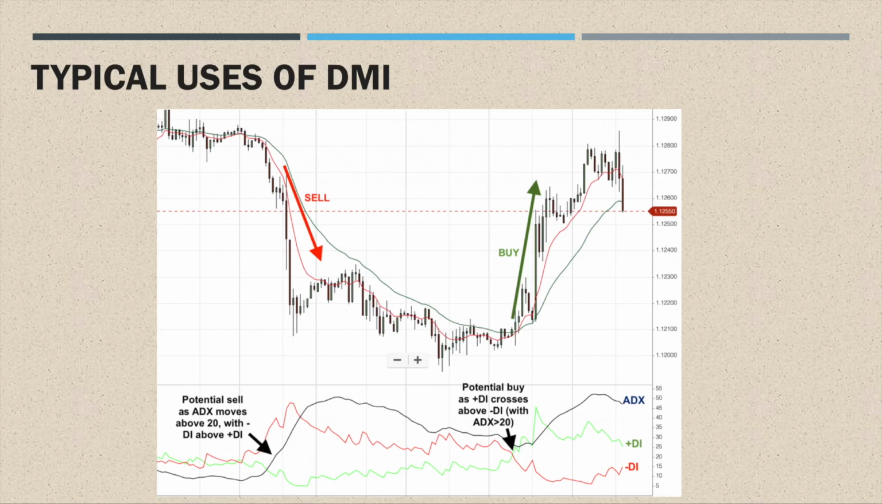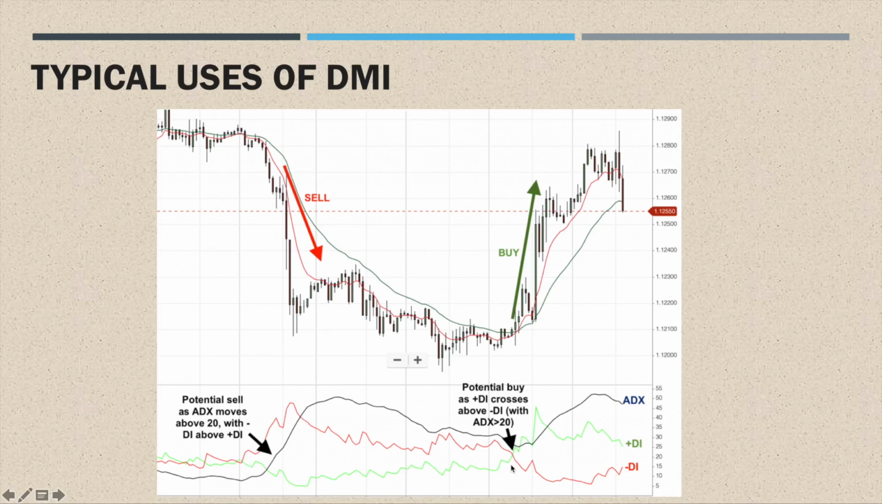Now, as I pointed out earlier, if you look up any material on DMI or ADX, you will find people telling you how to use DMI or ADX to find new trade ideas. One thing you will see popping up quite often is this concept of the DI plus or minus lines crossing over each other and those points generating new trade ideas. So this example that I'm showing you, the red line just crossed over the green line.